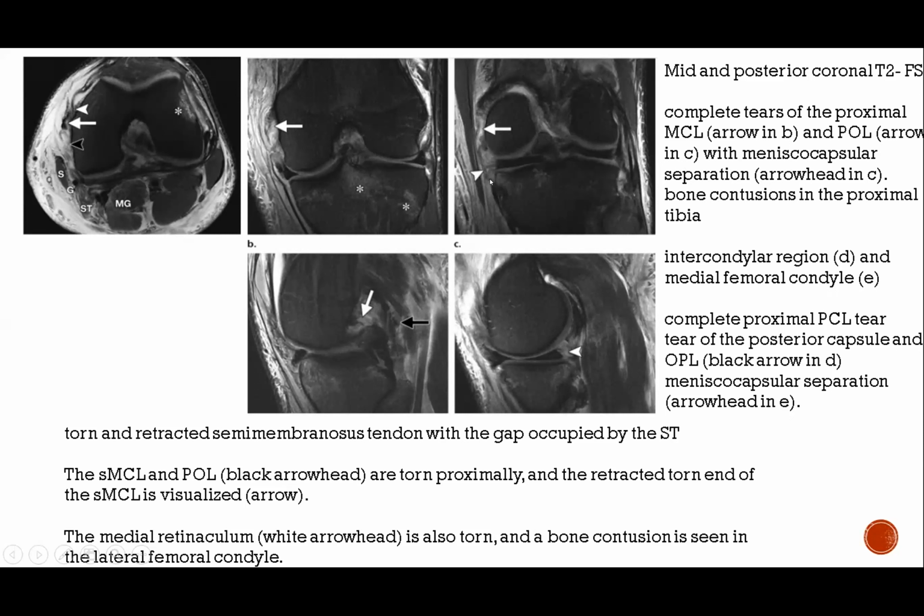And also we see the meniscocapsular separations, and as I told, direct loading at valgus stress causing bony contusion on the lateral condyles. These last two images are in the intercondylar region, and this is the middle femoral condyle. So we can see there is complete tear of PCL and tear of oblique popliteal ligament and meniscocapsular separation.